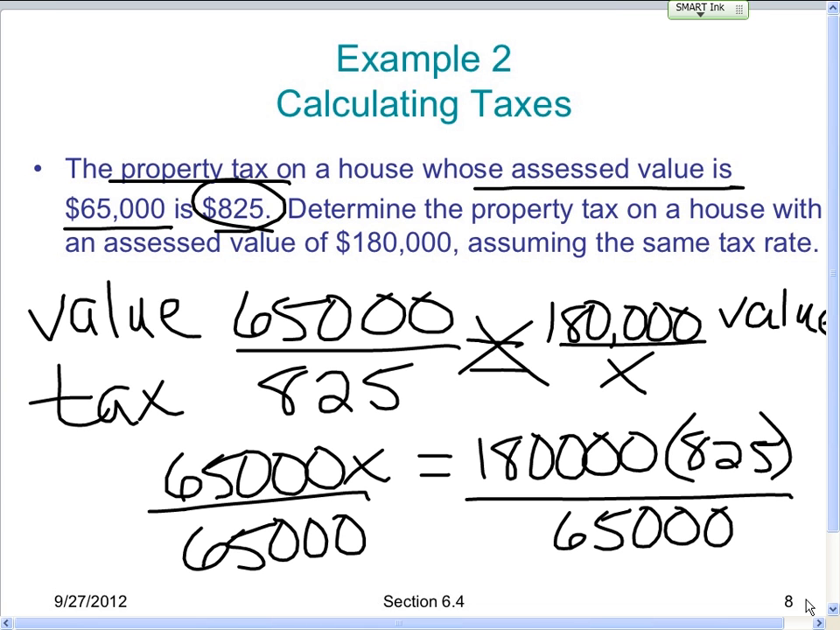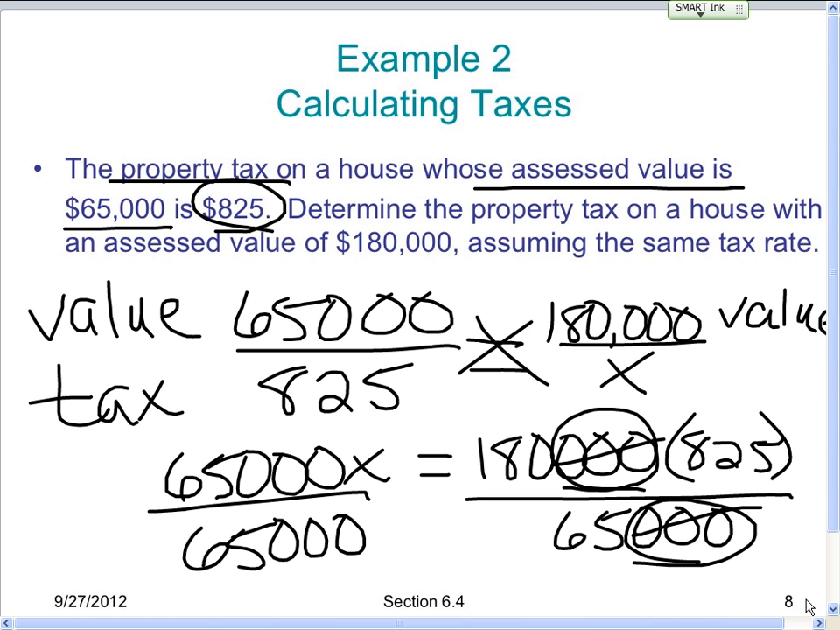And here's a hint if you didn't know this already. If this number has 3 zeros and this number has at least 3 zeros, I can cross out the 3 zeros, cross out the 3 zeros, and just work with 180 times 825 divided by 65.